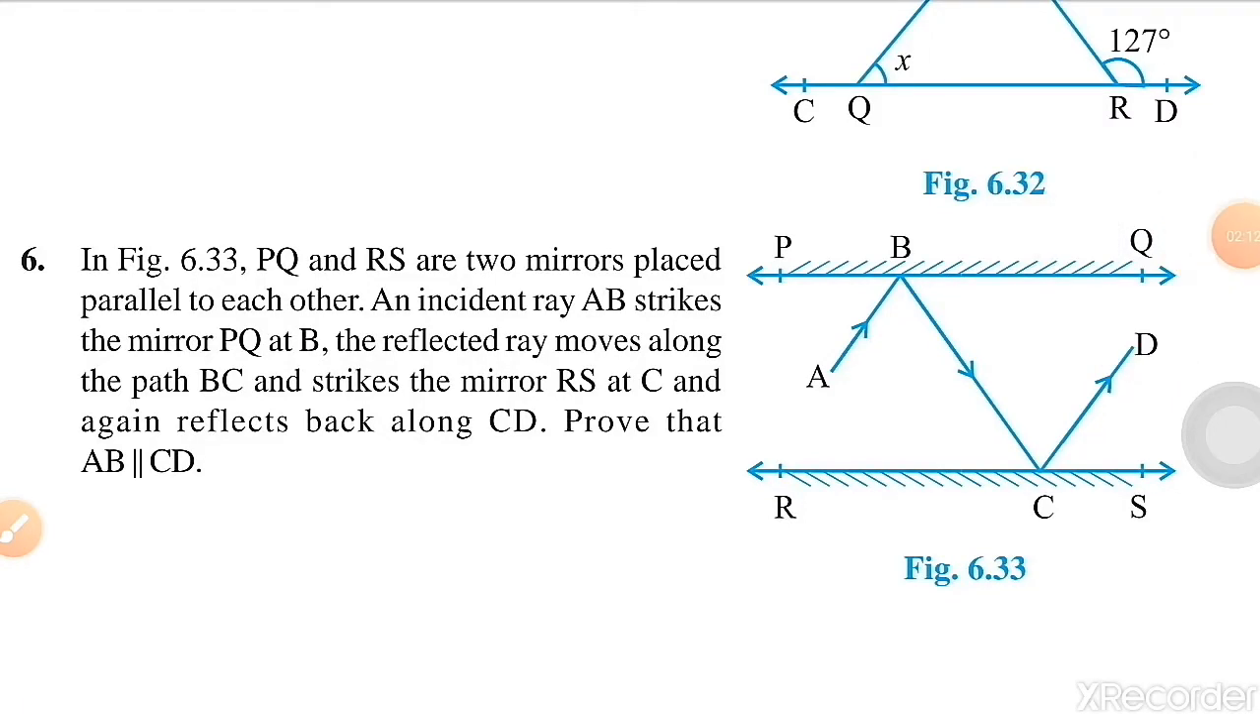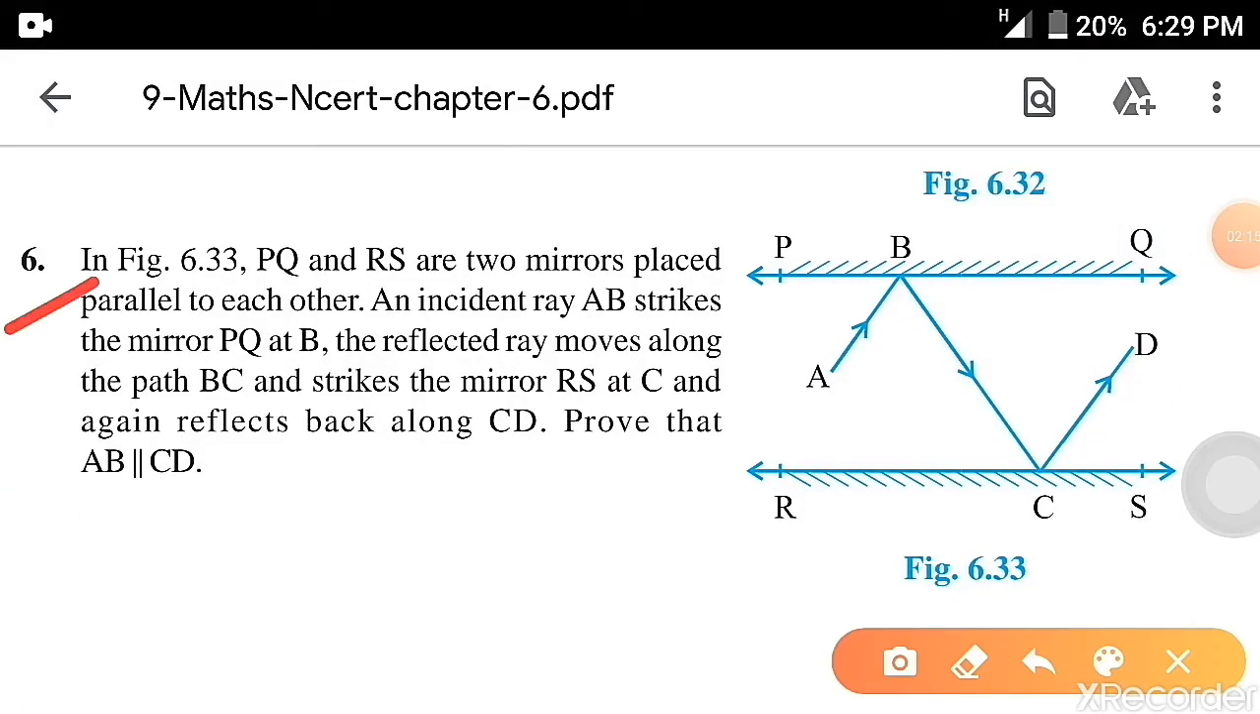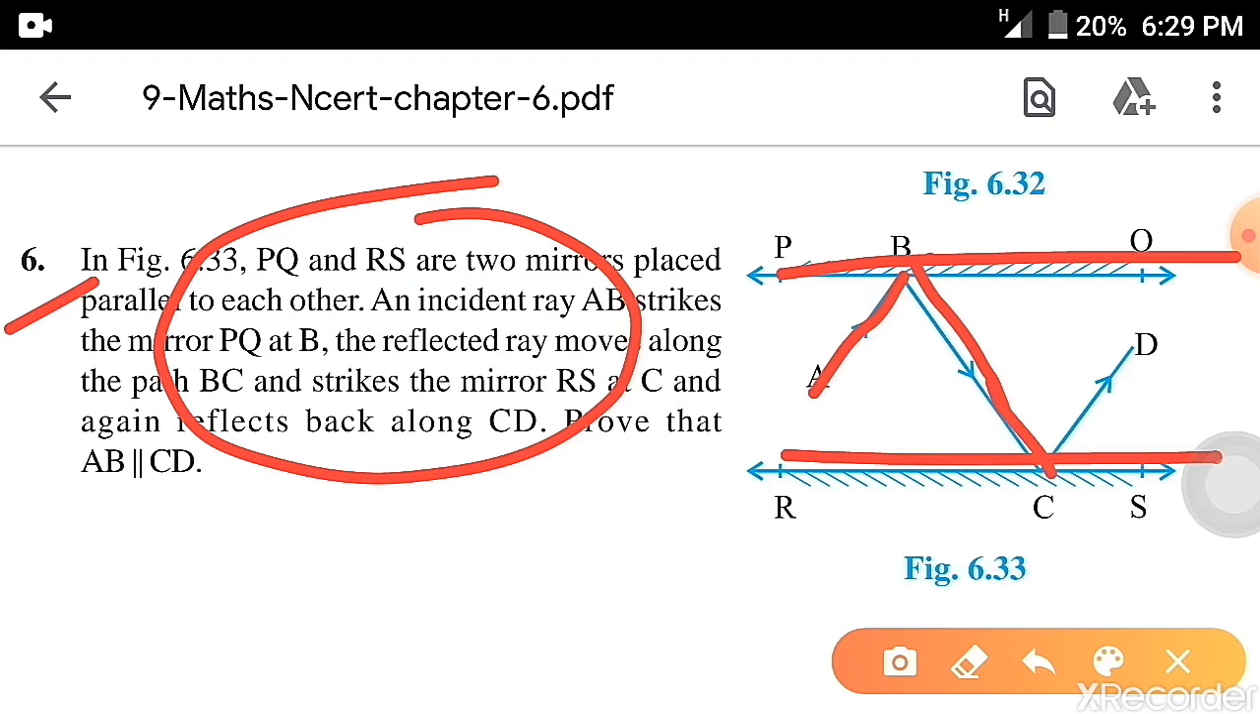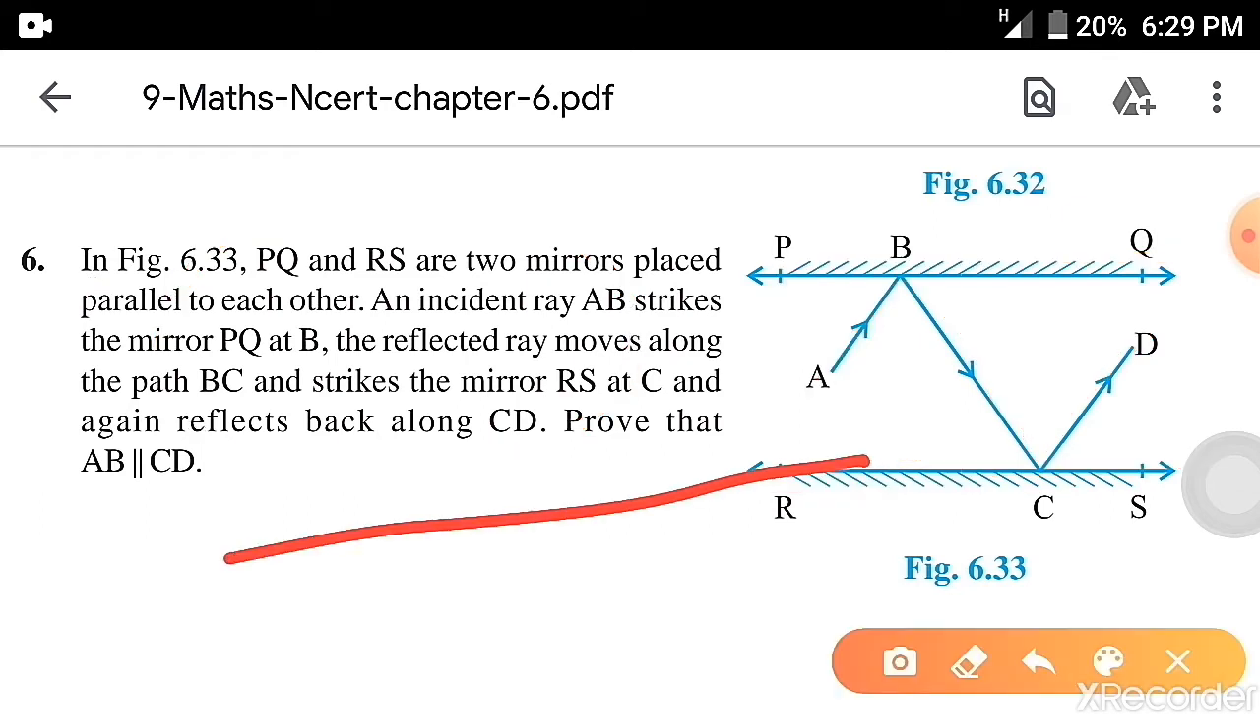This is a good question of this exercise, question number 6. In this question we have used some concepts of physics also. I'm not reading this whole question, I'm just explaining in the figure. These are two parallel mirrors, and one ray is incident on this mirror and is reflected, then the reflected ray is incident on the RS mirror and it is reflected. If a ray is incident on a mirror, it will reflect. This is called the law of reflection, and it is reflected by an equal angle. We will use this concept in solving this question.